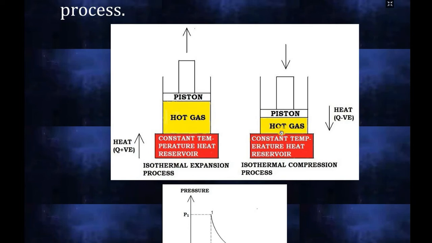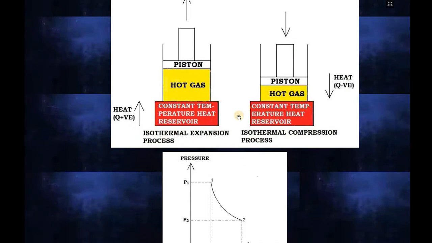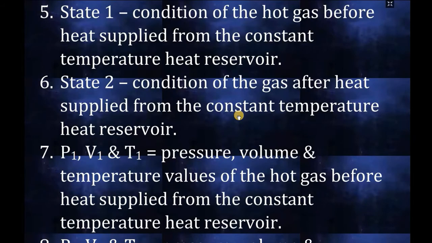So, throughout the constant temperature process, the main function of the constant temperature heat reservoir is to maintain the temperature of the hot gas constant. During this process, scientists have noted the pressure, volume and temperature values. Throughout the process, the temperature values were constant, but pressure and volume values were variable.